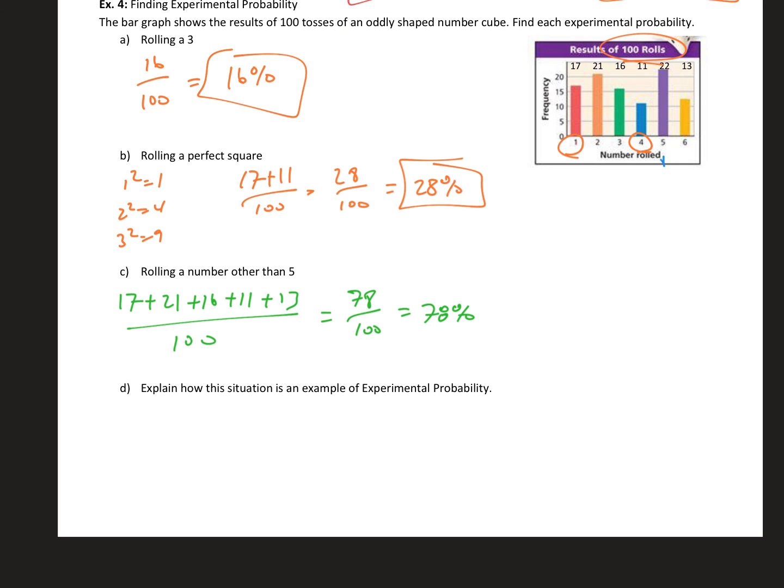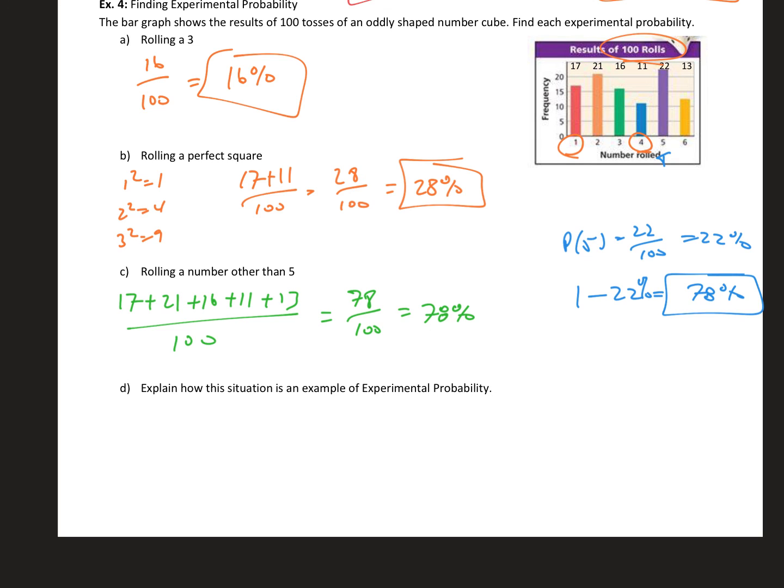Since 5 is the only one there, I could find the probability of 5, and that would be 22 out of 100. And then I could have taken that and subtracted it and got your 78% as well. So you could find the probability of getting 5, and then take that away from 100, and that will give you the same thing.